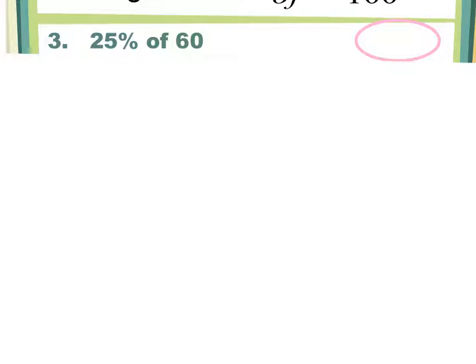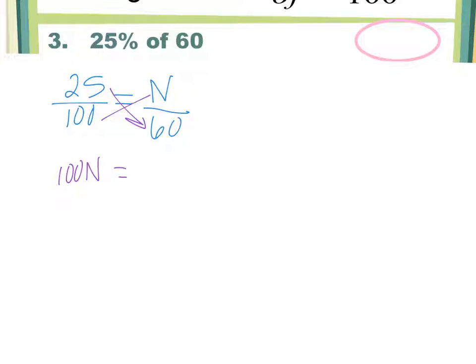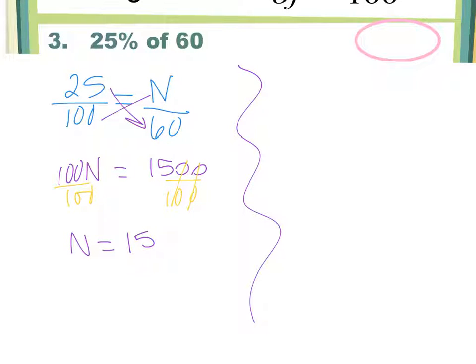Okay, this is hard. What is 25% of 60? I would like for you to try this one. Proportion way. 25% is the same as how much out of 60? Cross multiply and we get 100n is equal to 25 times 60 is 1500, I believe. Divide by 100 means you move the decimal 2 to the right, and you get that n is 15. Proportion way.